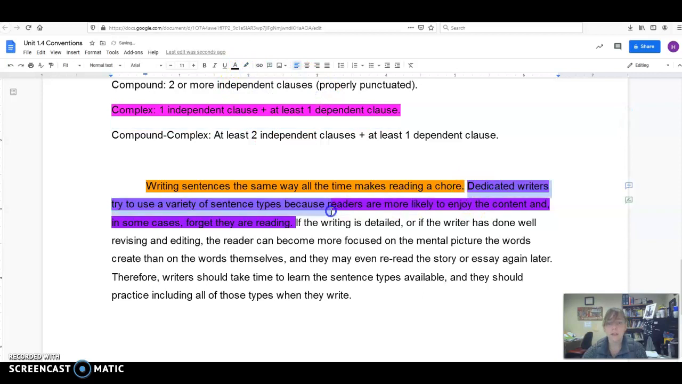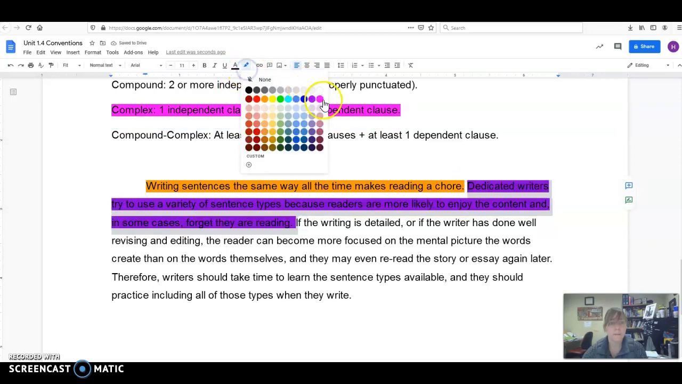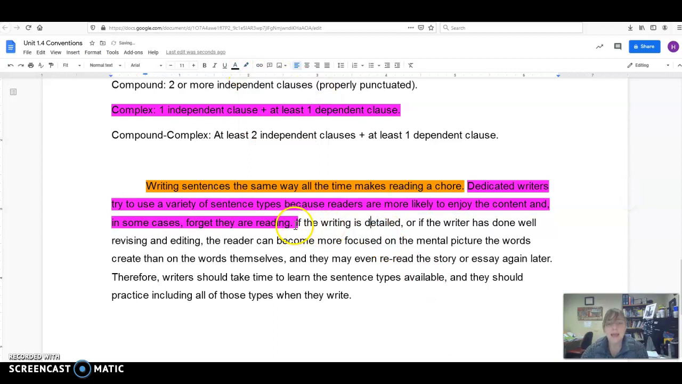That's a little hard to see, so let me change the color really quick. Okay. If the writing is detailed, or if the writer has done well revising and editing, the reader can become more focused on the mental picture the words create than on the words themselves, and they may even reread the story or essay later. Remember the signal word. We have if. We have a subject. We have a verb. This is a dependent clause. We have if. We have a subject. We have a verb. This is another dependent clause.